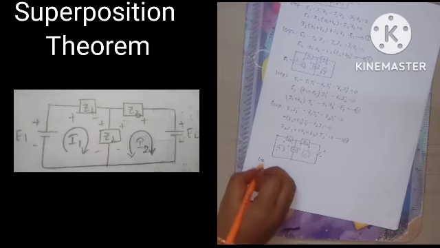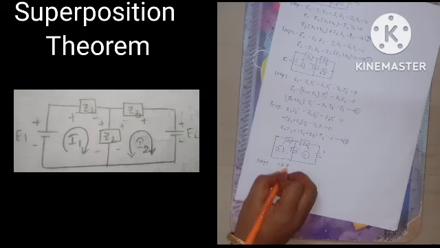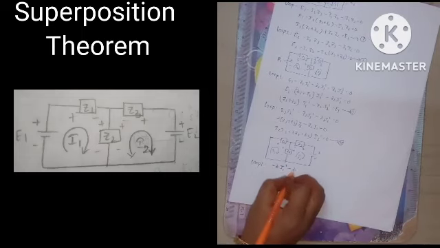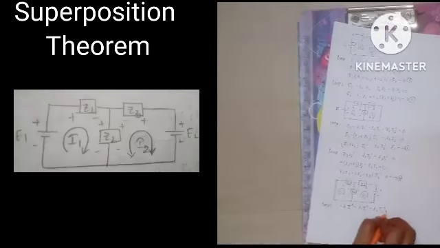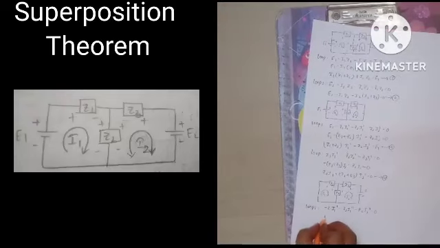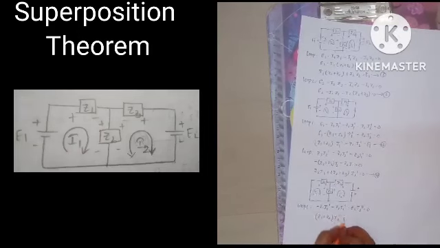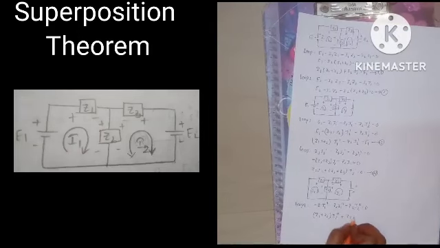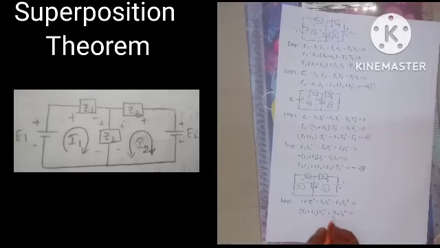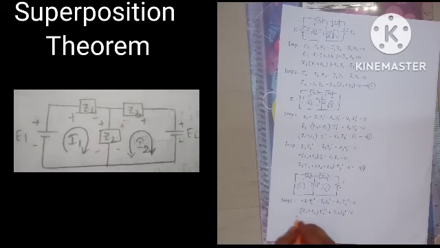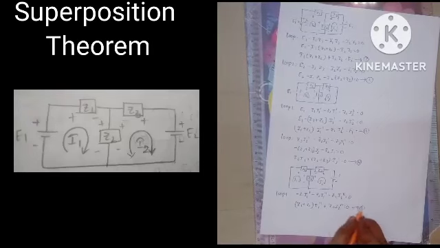Now from loop 1, minus Z1 I1 double dash minus Z2 I1 double dash minus Z2 I2 double dash is equal to 0. Now (Z1 plus Z2) into I1 double dash plus Z2 I2 double dash is equal to 0. Here minus is common for everyone, that's why plus is given. This is the fifth equation.